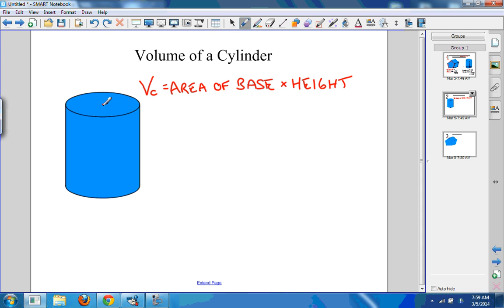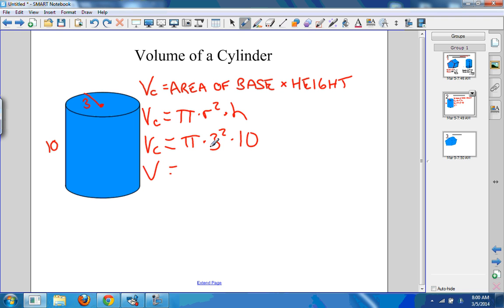We'll say that this cylinder has a radius of 3 and we'll say it has a height of 10. Okay? So the area of the base, this has two bases, right? And they're both the same, so we just need to find the area of one base. The formula for the area of the base is pi times the radius squared, because this base is a circle. Now we need to multiply that times the height. So if I plug in all my values, pi times 3 squared times 10, I get, let's see, 3 squared is 9, 9 times 10 is 90.